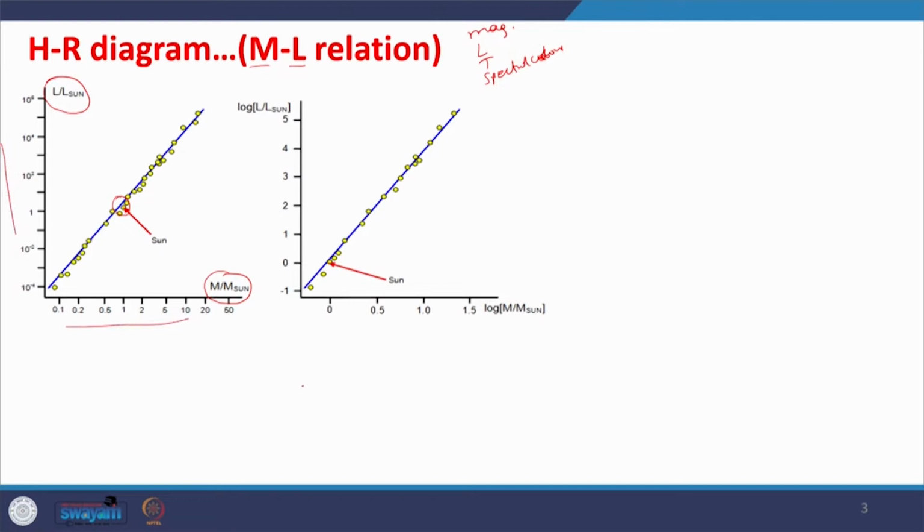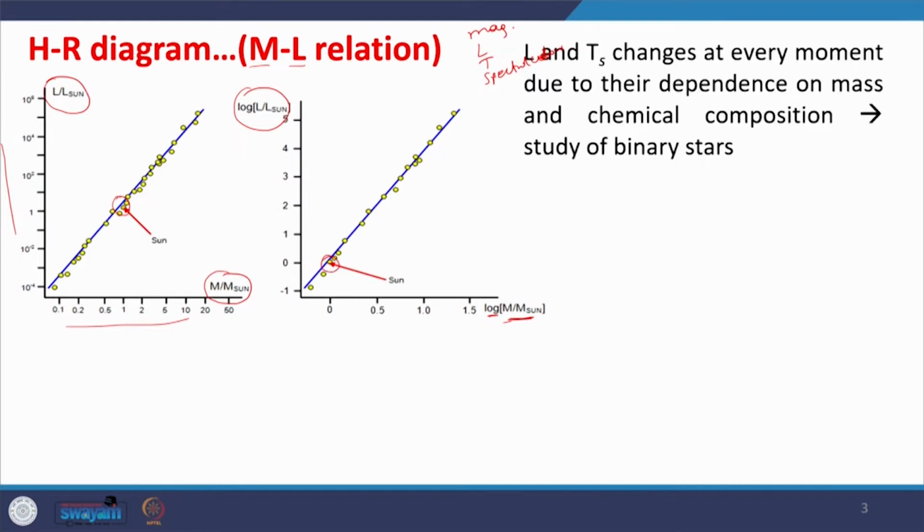Fine. Now, if you take the logarithm value of L by L sun and the logarithm of m by m sun, then also you will get a linear relation, and in this way of representation you can see the location of the sun here. So, the luminosity and temperature, which I discussed in the previous lecture, are changing at every moment due to their dependence on the mass of the star. Less mass, less luminosity most probably, and temperature also is changing. The mass is continuously changing.